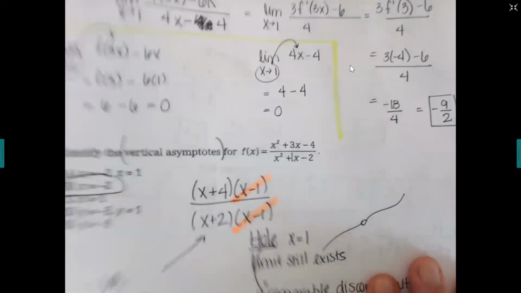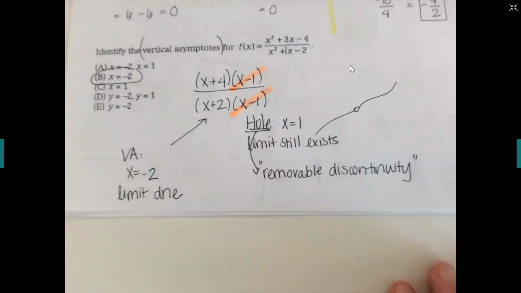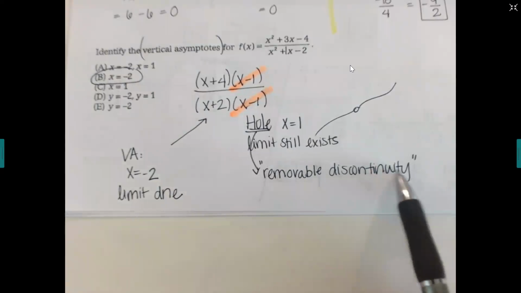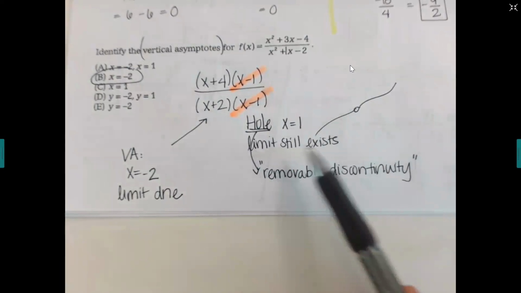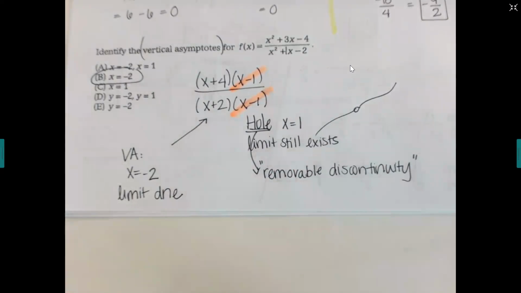Remember, they're not going to call it a hole. If you called it a hole on a true response, they might still give you credit, but they're going to call it this. So remember, for a removable discontinuity, it isn't connected, but the limit does exist, because you're just saying, if I remove that point, the graph would have been gone.